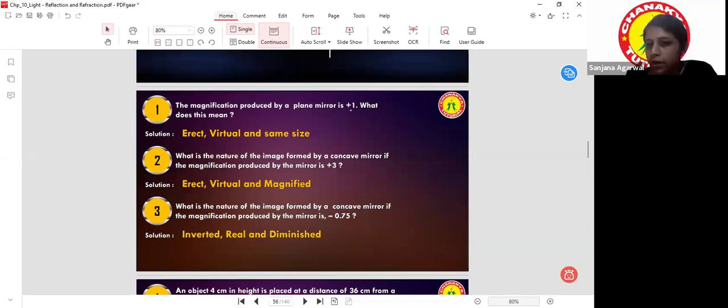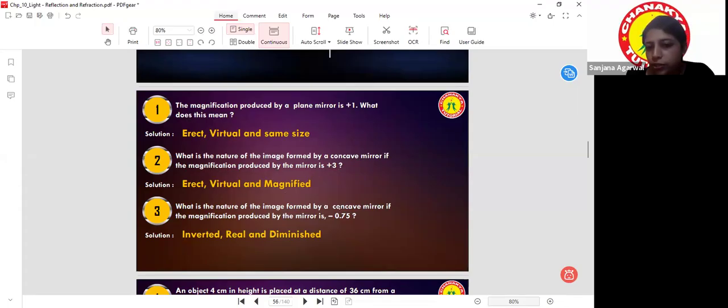The magnification produced by a plane mirror is +1. What does this mean? Plus means the image obtained is erect, and 1 means same size. So erect image is always virtual and it is same size. What is the nature of image formed by concave mirror if magnification is +3? Positive means again it is erect. Erect is always virtual, and 3 greater than 1, that is magnified.